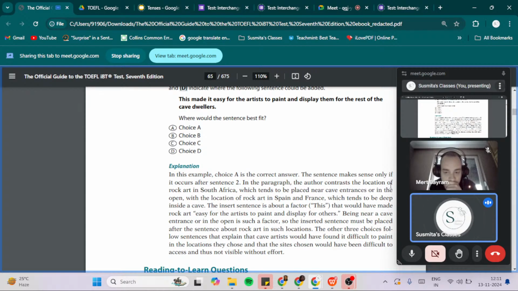The author contrasts the location of rock art in South Africa, which tends to be placed near cave entrances or in the open, with the location of rock art in Spain and France, which tends to be deep inside a cave. The text is about a factor that would have made rock art easy for the artist to paint and display for others. Being near a cave entrance or in the open is such a factor, so the inserted text must be placed after a sentence about rock art in such locations. That's why it goes over there.